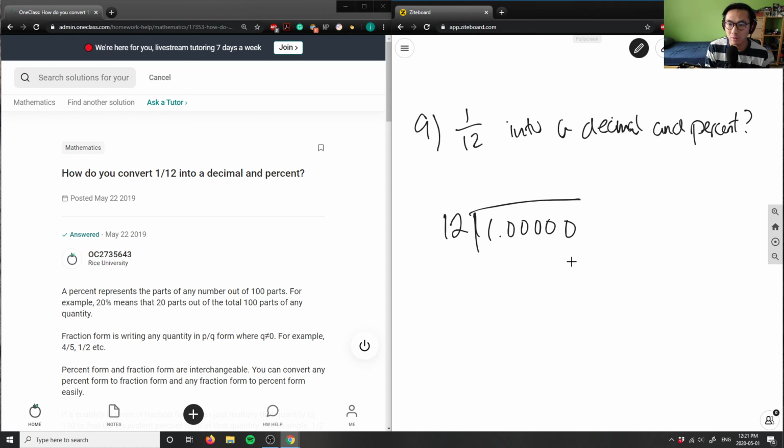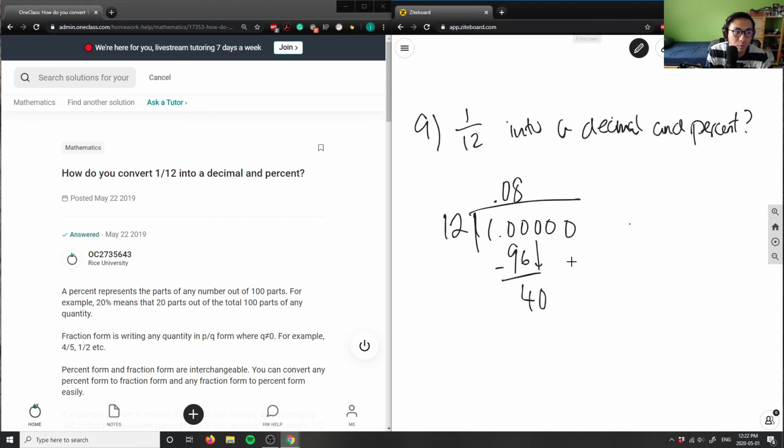12 times what number? Oh, sorry, let me put my dot here. 12 times what number would give me 100? 12 times, I believe, let me do this in my head. This would be 8, I think. 12 times 8 gives me 96. 100 minus 96 here is 4. Bring down the 0 here.